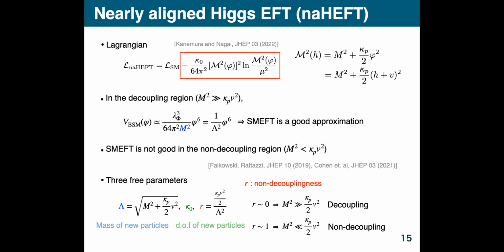So I'd like to explain what the nearly aligned Higgs is. In this talk, we are interested in the dynamics of the electroweak phase transition. Therefore, we only focus on the potential part in the nearly aligned Higgs. This is the Lagrangian of the nearly aligned Higgs, and the first term is the Lagrangian of the standard model.